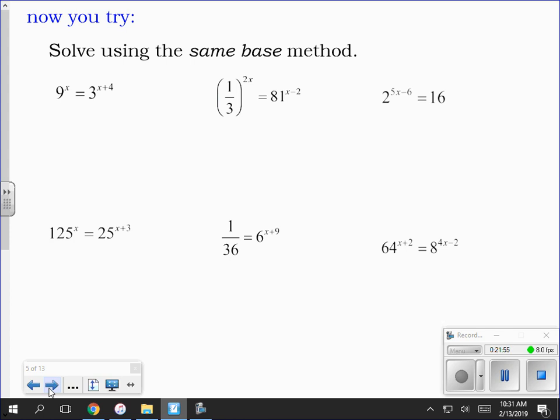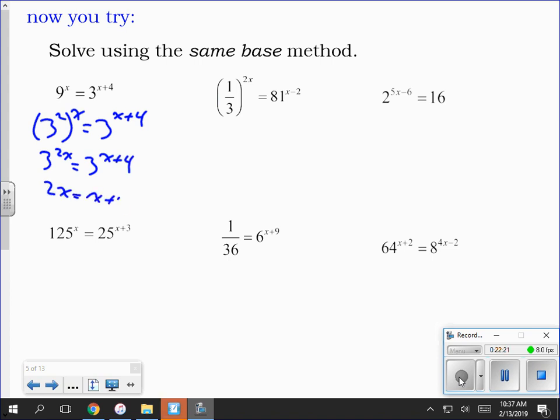Your turn, do these. Let's do these. So the first one, I want to rewrite 9 as some power of 3. 3 squared to the x equals 3 to the x plus 4. 3 to the 2x equals 3 to the x plus 4. 2x equals x plus 4. Subtract x. X equals 4.